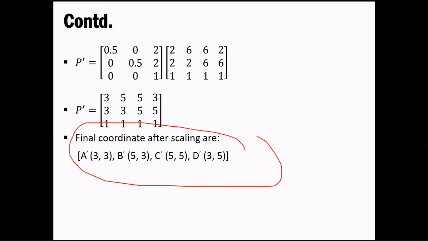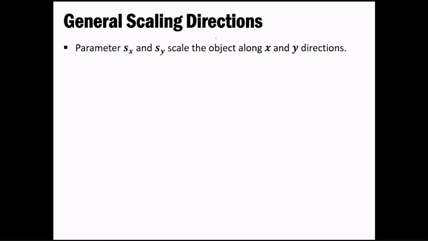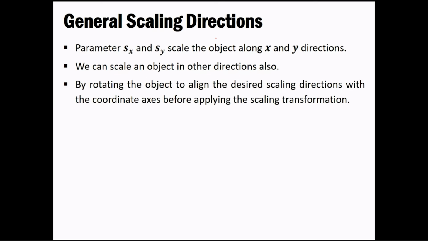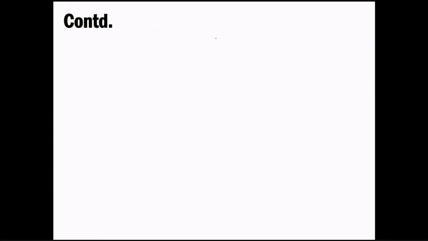Okay, so these are the things till now, and then we have one more thing over here, that is general scaling direction. Now what is this general scaling direction? Obviously till now we have seen that the parameters sx and sy were given to us, and we were scaling the object along the x and y directions. But now what if we want to scale in some other direction? We can do this by rotating the object to align the desired scaling direction with the coordinate axes before applying the scaling transformation. So we'll see how we can do this.